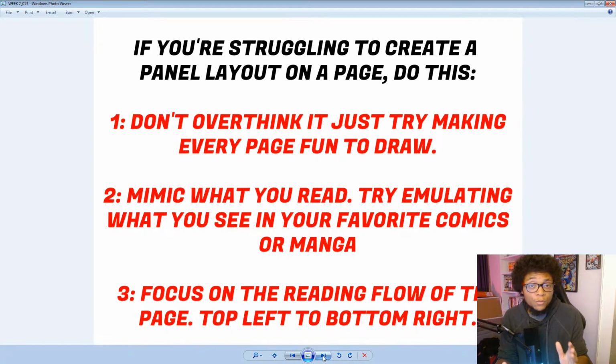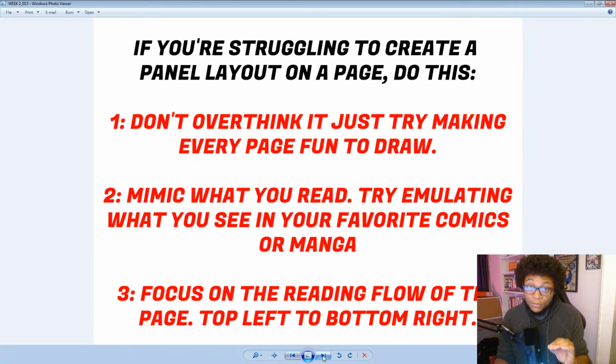I'm not sure if you're a visual learner. I would assume so because all the artists that I've met in some way, shape, or form are visual learners. So again, just try emulating what you see in your favorite comics or manga, because that is definitely a very, very big help. Number 3, focus on the reading flow of the page.